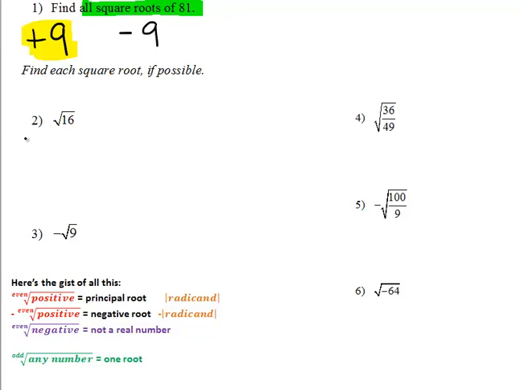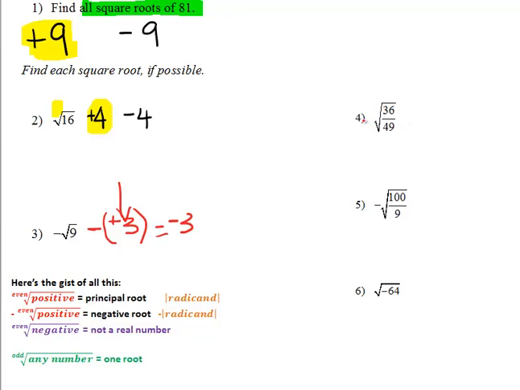So let's do some of these. Here is the square root of 16. Again, the index is invisible because it's understood. The square root of that would be positive 4 and negative 4, but I care about the principal root. For number 3, I'm going to take the root of the inside first, so the positive principal root would be positive 3, but there's a negative out in front. That's telling me to take the principal root and do the opposite, so that would be negative 3.